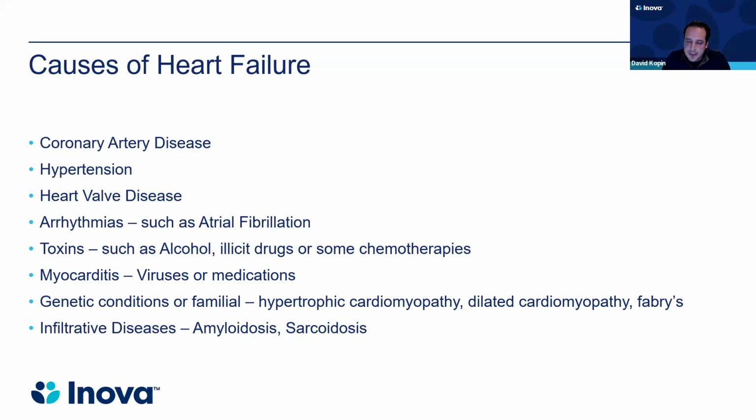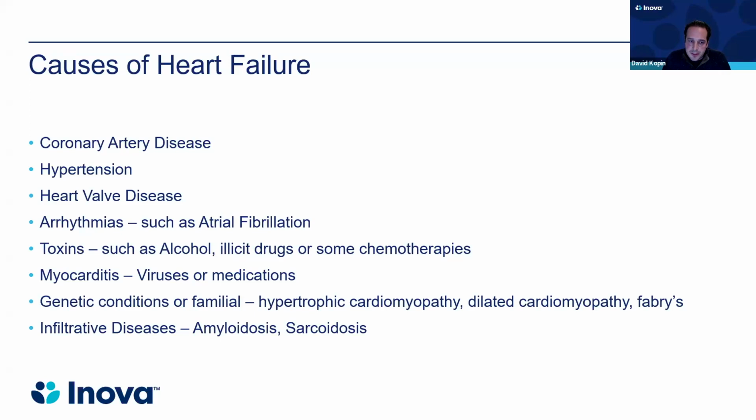Now, this is not meant to be an exhaustive list of all the causes of heart failure, but some of the other common causes of heart failure include arrhythmias, such as atrial fibrillation; toxins, such as alcohol, illicit drugs, and some chemotherapies; myocarditis, which can be due to a virus or sometimes medications. This is inflammation in the heart muscle itself. There are also genetic conditions, which are termed familial types of heart failure, or cardiomyopathies, a problem with the heart muscle.